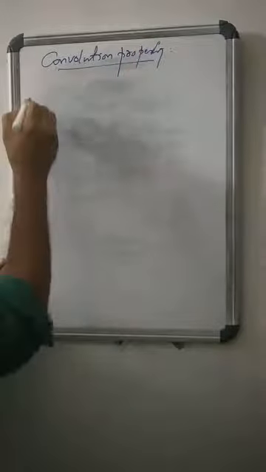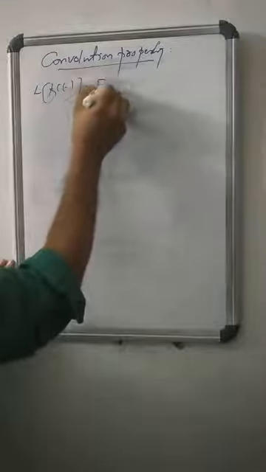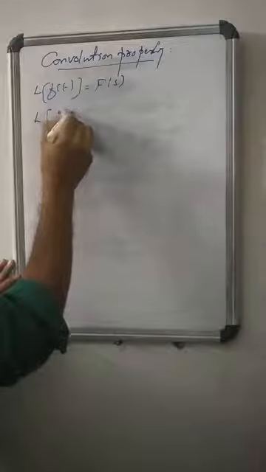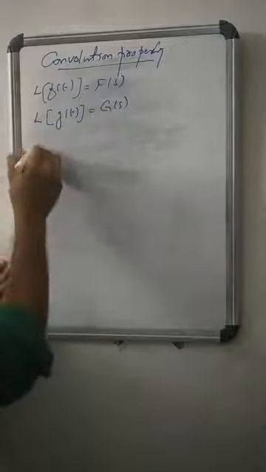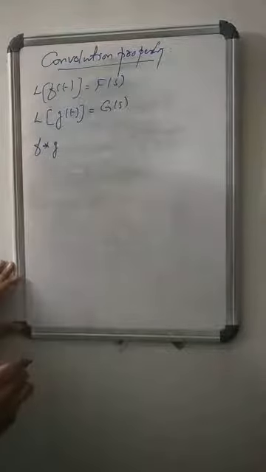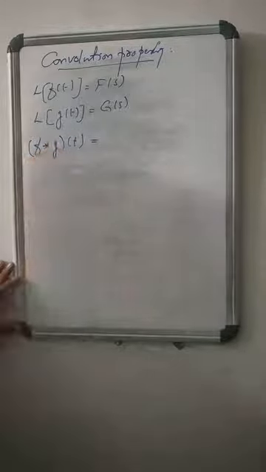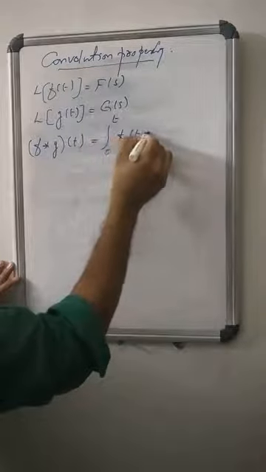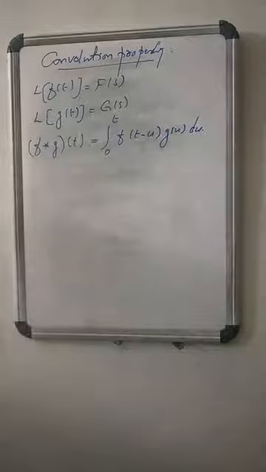Convolution property means, if f of t and g of t are any two functions having Laplace transforms F of s and G of s respectively, that means L of f of t equals F of s and L of g of t equals G of s, then the convolution of f and g is denoted as f star g and is defined as f star g of t equals integral 0 to t f of t minus u g of u du. So this is the convolution property.